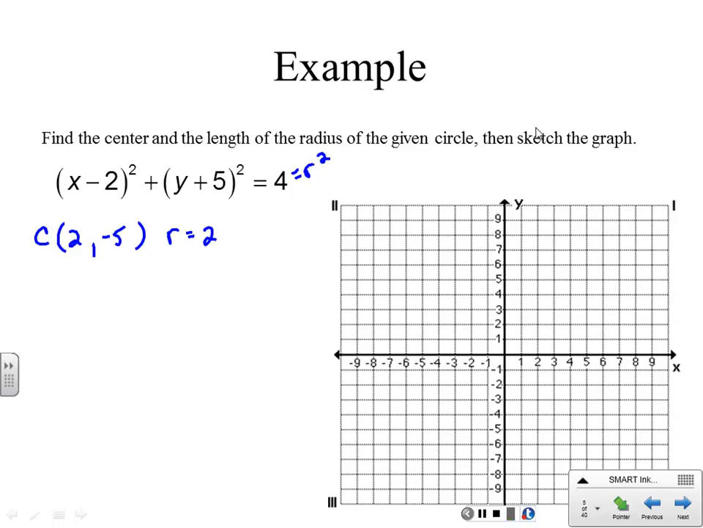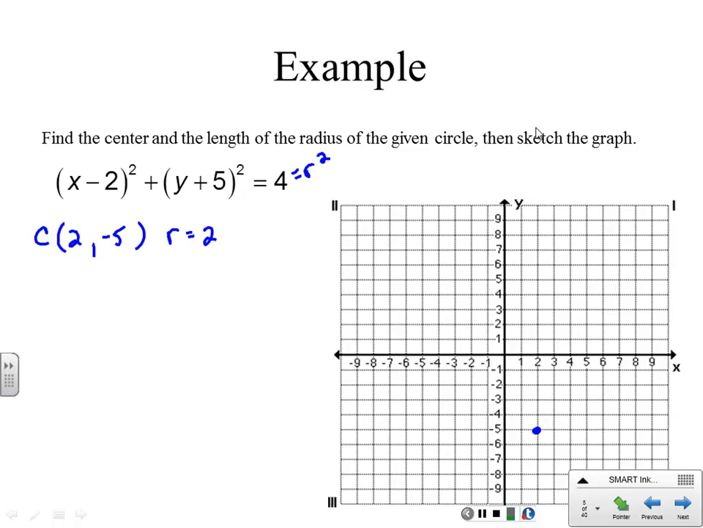Okay? So let's plot this. Hopefully you know how to plot an ordered pair. (2, -5). There's your center. And then the radius is 2. How you do this is completely up to you, but to me, the radius is the distance. Remember the definition of a circle? The radius is the distance from the center to the edge of the circle.